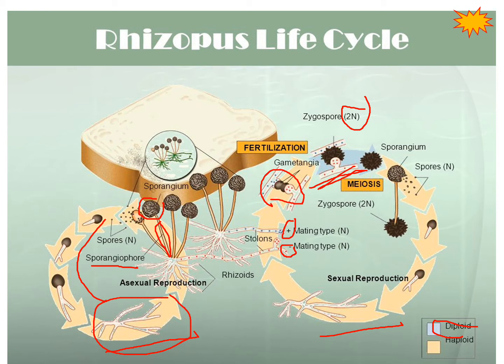So a zygospore forms around these nuclei, and when conditions are suitable, the zygospore germinates by meiosis. A hypha then grows out of the zygospore and produces a sporangium at the tip. The sporangium then opens and releases many haploid spores, which grow into new individuals. So that is the general life cycle of the Rhizopus.